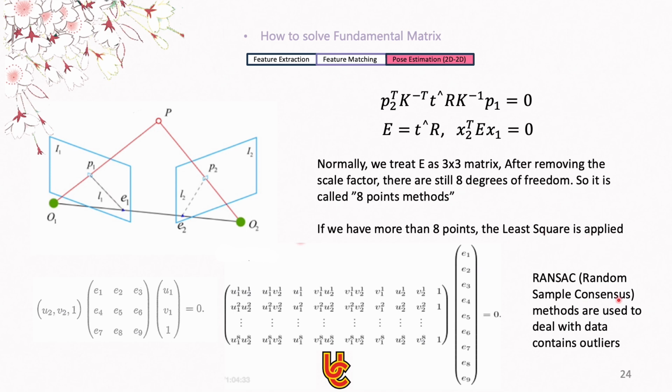And here we use another method to detect the outliers. That's called random sample consensus. This method is used to deal with outlier data by selecting a group of data together, trial and error, and then using the right data to build the least squares.